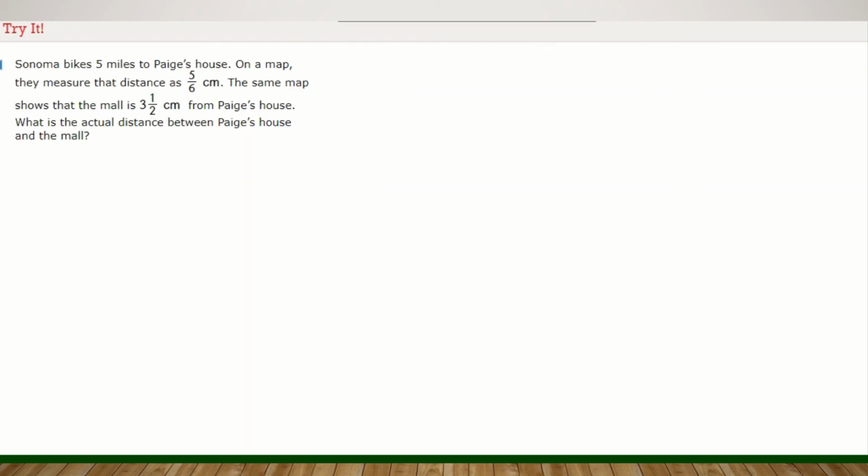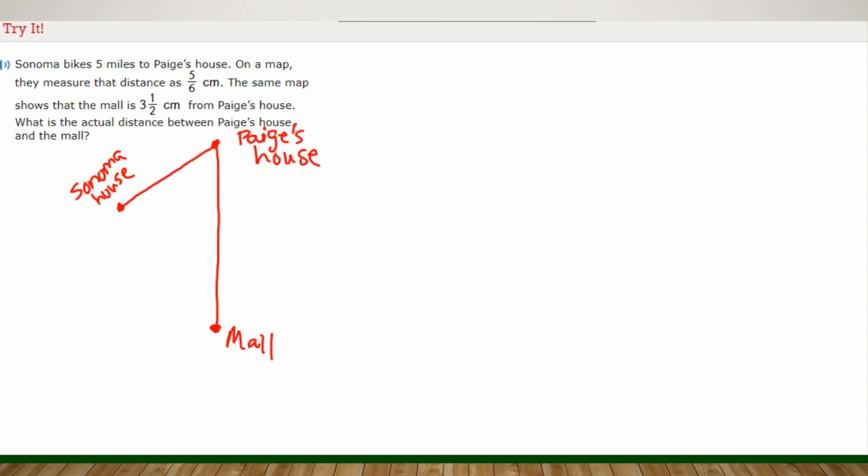Sonoma bikes 5 miles to Paige's house. On a map, they measure that distance as 5/6 centimeter. The same map shows that the mall is 3.5 centimeters from Paige's house. What is the actual distance between Paige's house and the mall? In order to help us figure out this problem, we can draw a map like it was in the example. Here is my map. Now you can draw your map any way you want to.